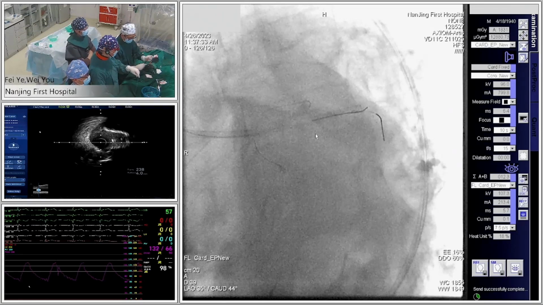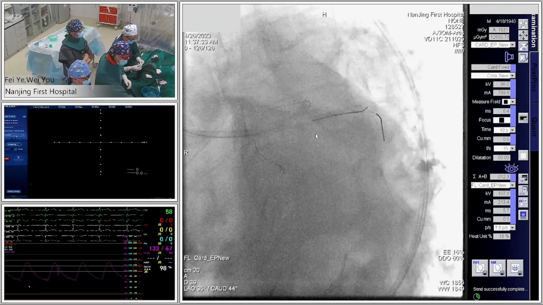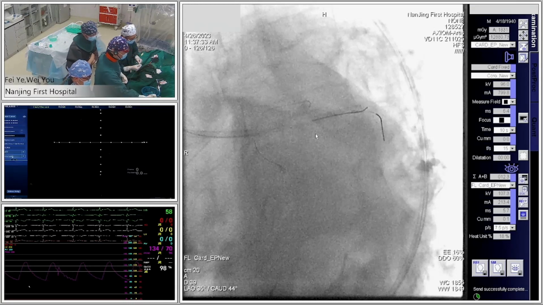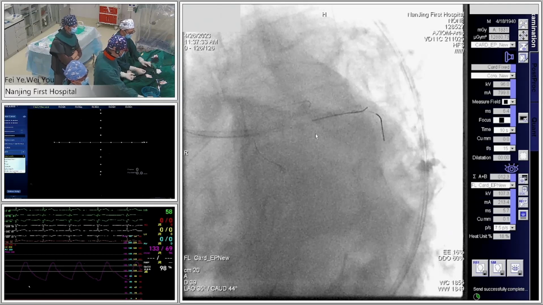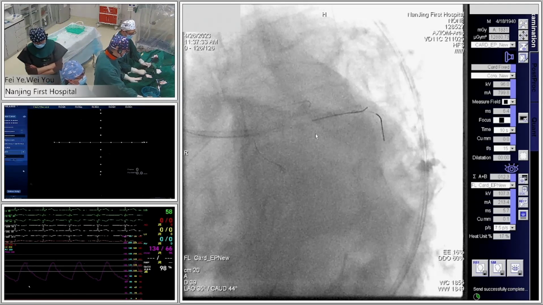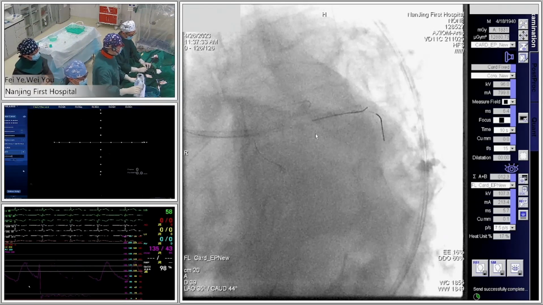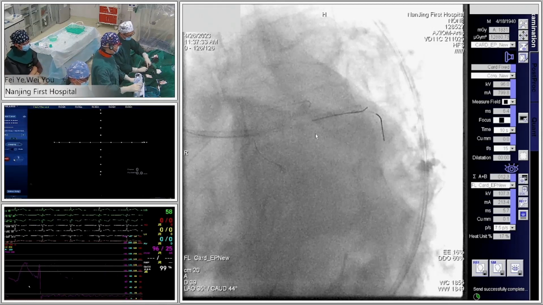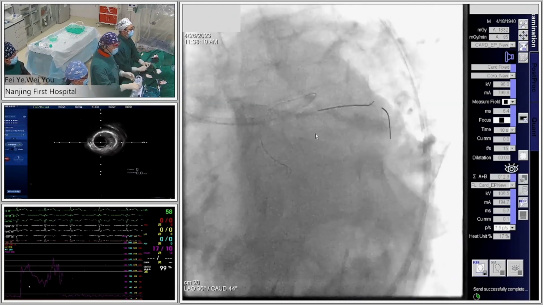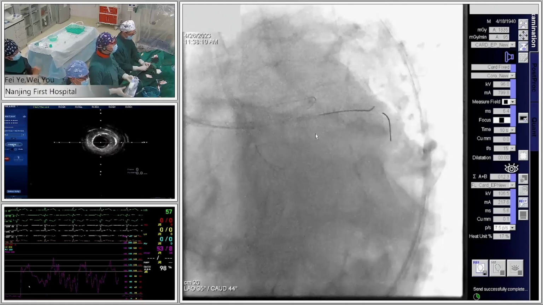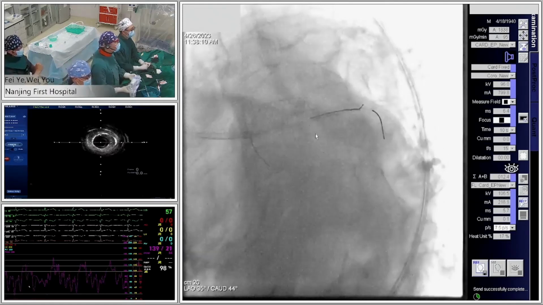If we don't have any intravascular imaging... So this is the LAD wire. Okay, we check the rewire. So if the rewire position is good from the IVUS detection, we push the 1-to-1 NC balloon to the side branch very easily.